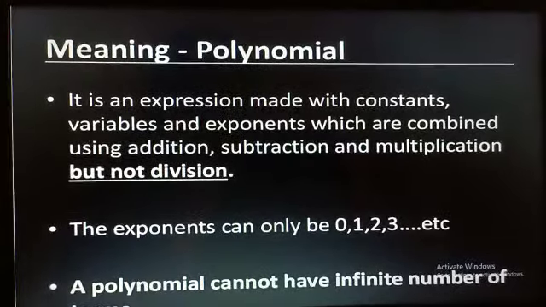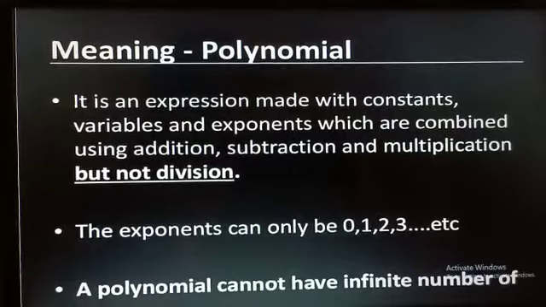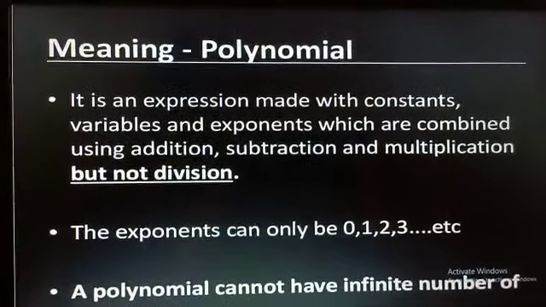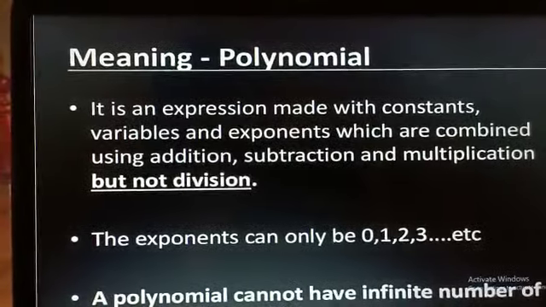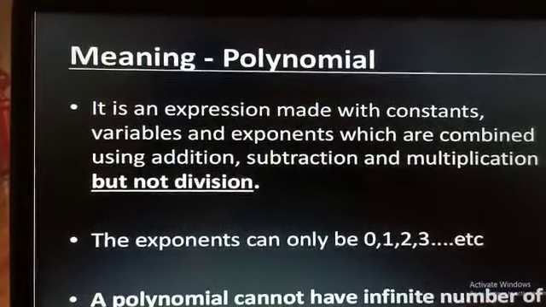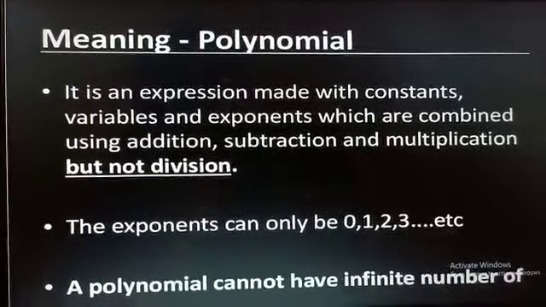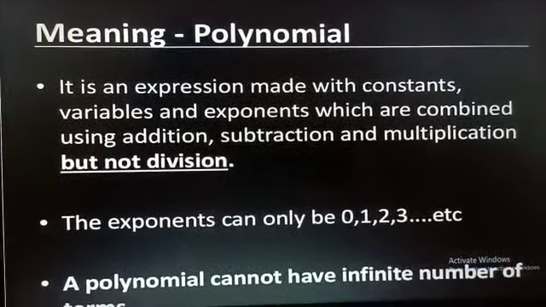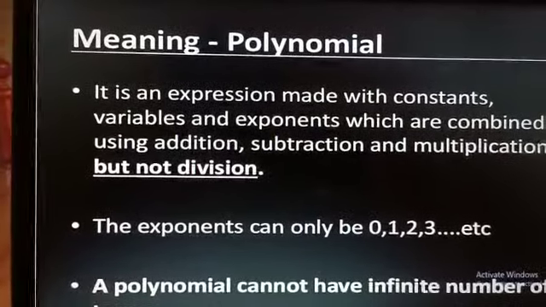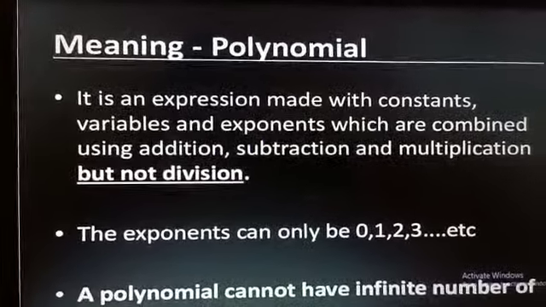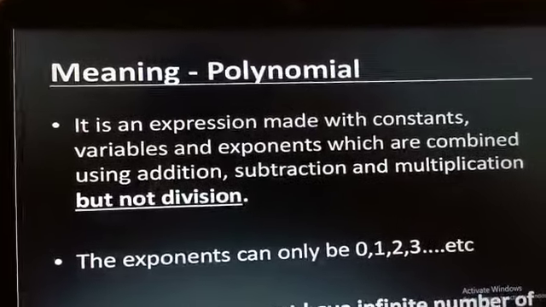A polynomial is an expression made with constants, variables and exponents which are combined using addition, subtraction and multiplication but not division. The exponents can be 0, 1, 2, 3. A polynomial cannot have an infinite number of terms. Students, I need you to understand a polynomial. Poly means many, nomial means terms. So polynomial means many terms.